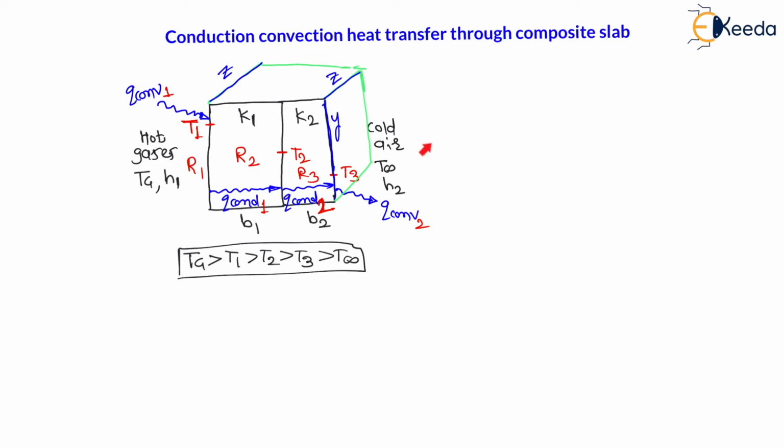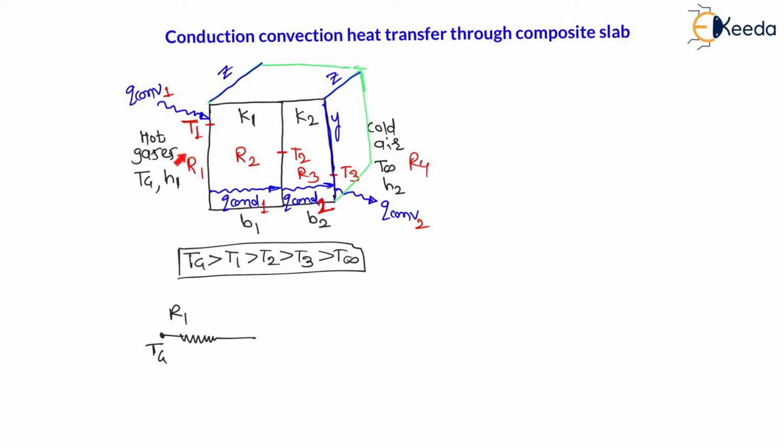And for outside, that is cold air in the room and this surface, there will be a convection resistance, that is R4. Therefore there will be a resistance R4. Let us draw the analogy here. Now initially the temperature is Tg. Then there will be a R convection, which is R1, right?